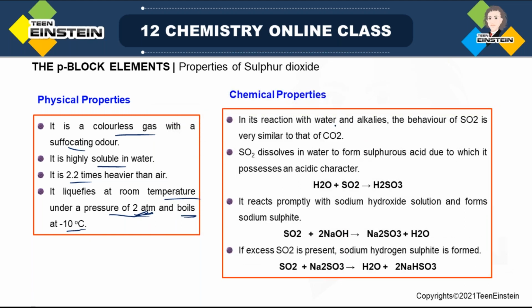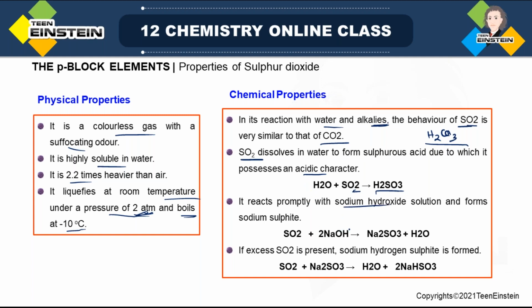Chemical properties. Its reaction with water and alkalis. The behavior of SO2, you can find some similarity with CO2. Because when CO2 reacts with water, what do we get? We get H2CO3, carbonic acid. Similarly, when SO2 is dissolved in water, it forms H2SO3. So you can see these two are analogous structures. As SO2 is non-metallic, it will have some acidic character. It is sulfurous acid. H2SO4 is sulfuric acid, but this is sulfurous acid.